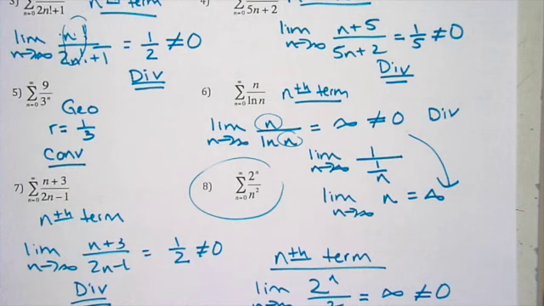So the nth term test can only tell you if it diverges. Your conclusion should never be convergence from the nth term test.